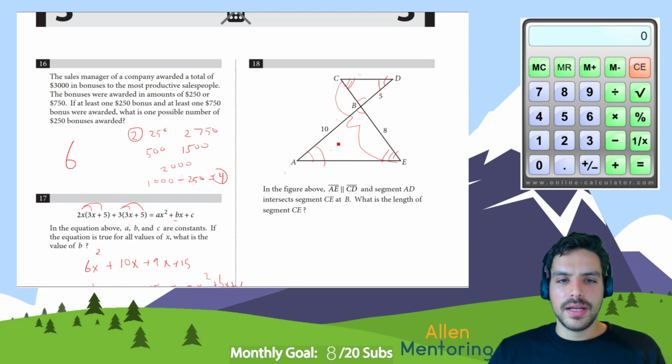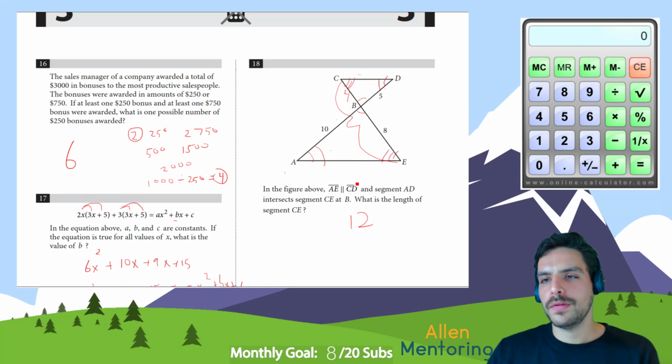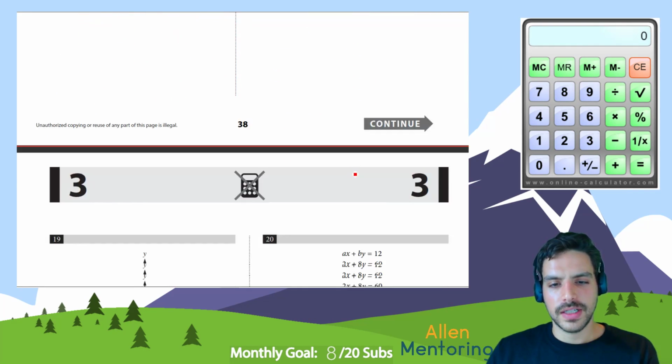And so we see that if these are similar, 5 is half of 10. So this right here, CB, must be half of 8. And so CB is 4. They're asking us for CE. 4 plus 8 will be 12. 12 units long. Very nice.